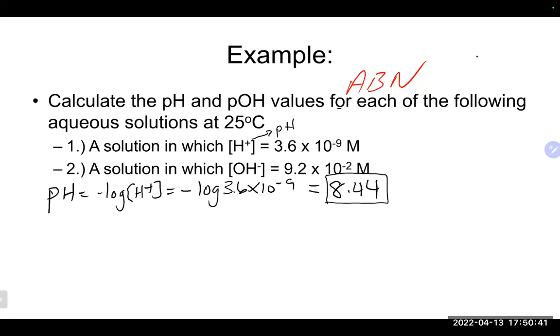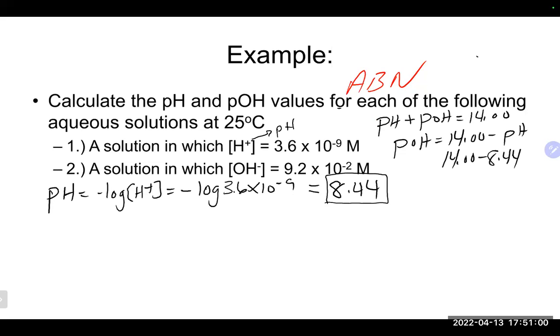Now, once we have the pH, we really can use pH plus pOH equals 14. That's an easy way to get to the pOH, which would be 14 minus the pH, so 14, in this case, minus 8.44. And it looks like 5.56 for the pOH in this particular case.